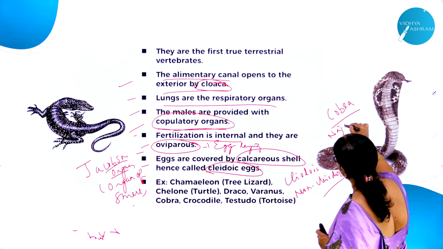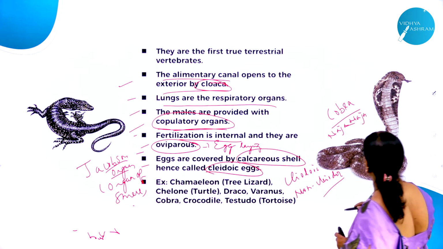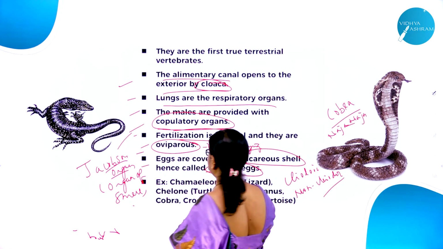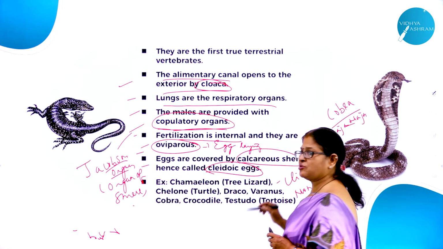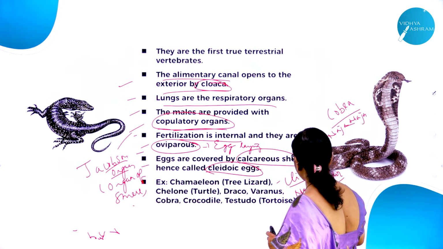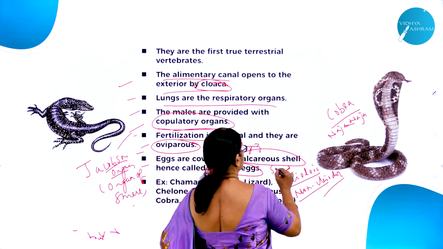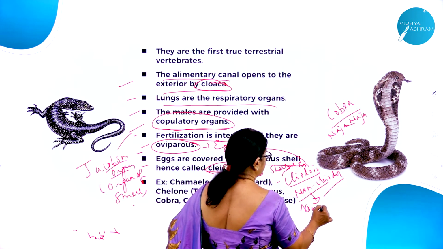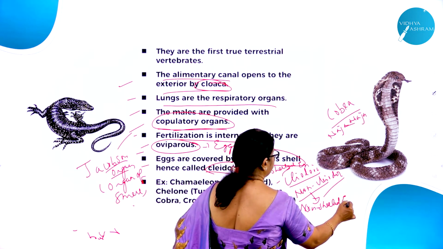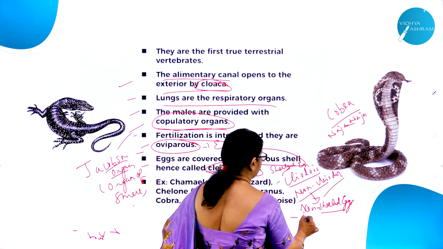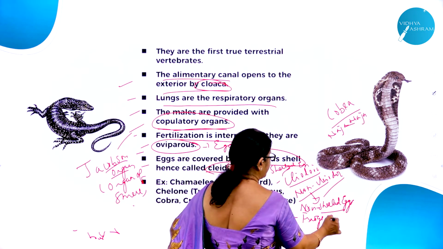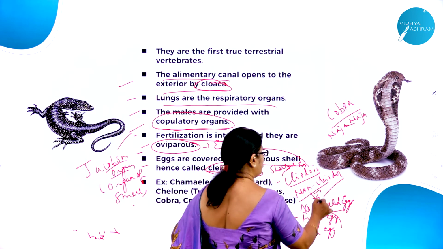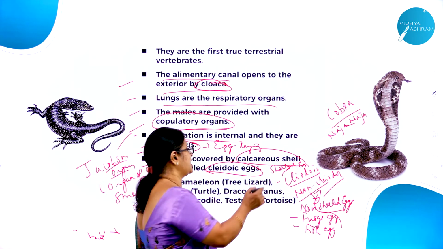It is called Naja naja. See how beautiful this animal is. So eggs are of two types. One is called cleidoic eggs and the other non-cleidoic. Cleidoic means shelled eggs. Non-cleidoic means non-shelled eggs. For example, frog eggs and fish eggs come under non-cleidoic. They are not covered by a calcareous shell.